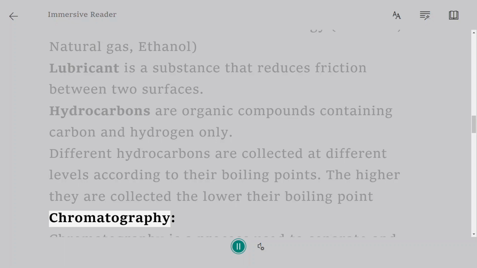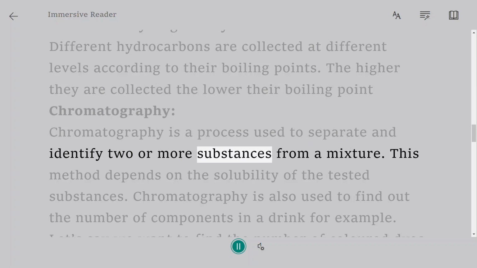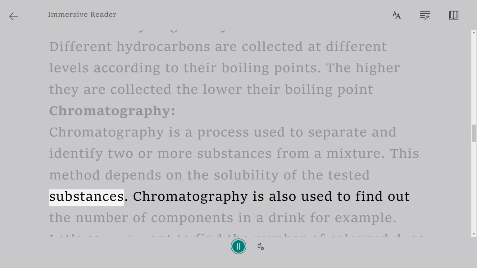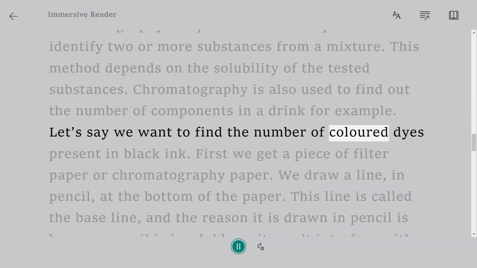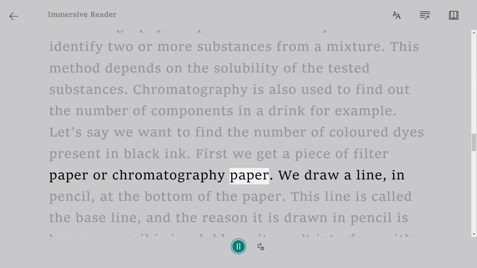Chromatography. Chromatography is a process used to separate and identify two or more substances from a mixture. This method depends on the solubility of the tested substances. Chromatography is also used to find out the number of components in a drink, for example. Let's say we want to find the number of colored dyes present in black ink. First, we get a piece of filter paper or chromatography paper.